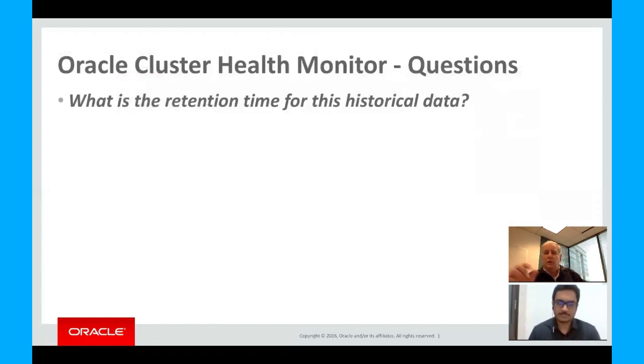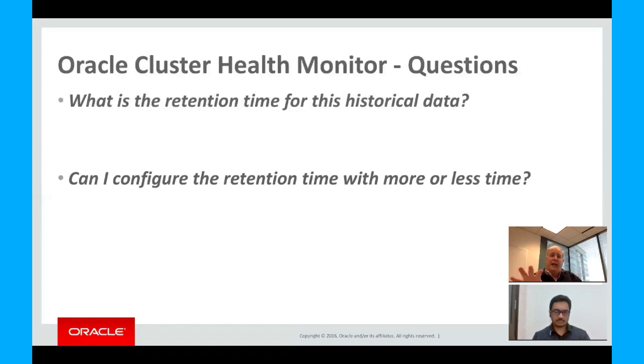Okay. So in that case, do I have control over how much data I can store in the management repository? Is there a default? Yes. So by default, we actually have retention set at 3 days. I see. So if I want to configure that, can I do more or less? Yes. How do I do that?